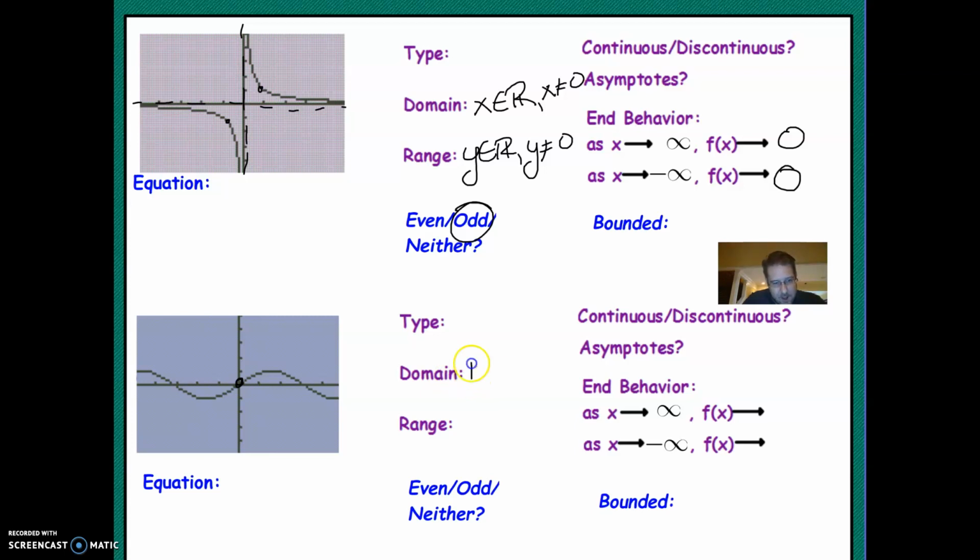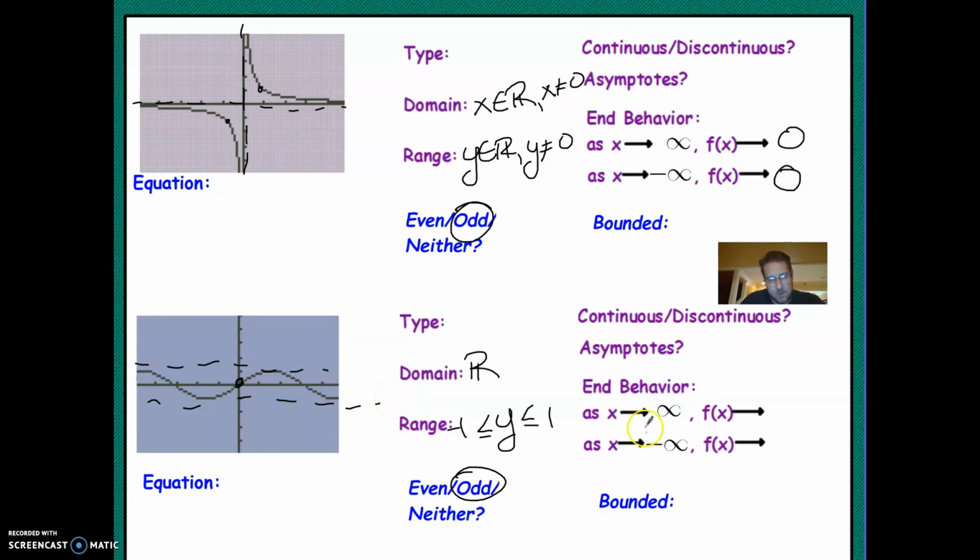Domain, all real numbers. All numbers to the left and right have an answer. The range, it looks like it has a height of 1 and -1, so the range is y between -1 and 1. This is an odd function because it's a perfect reflection over the origin. It is bounded above and below. It does have a highest point and a lowest point, so it has a maximum and a minimum.